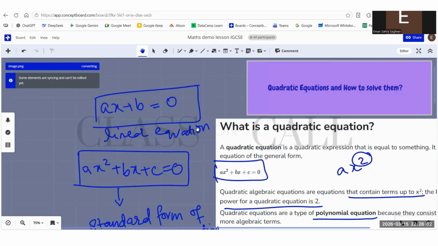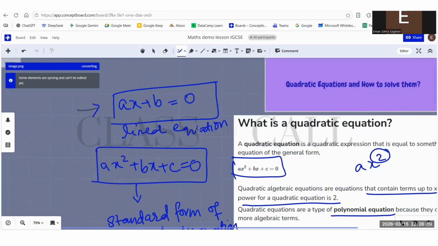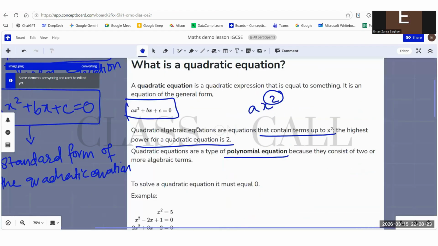The highest power, or the highest exponent, of the variable x in a linear equation is 1. And in the case of quadratic equations, as mentioned here, it's 2.